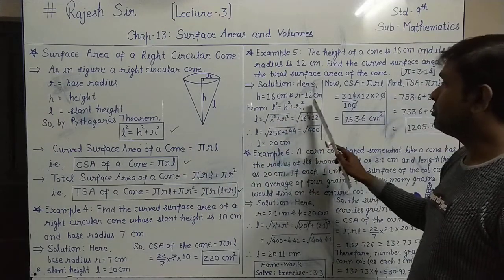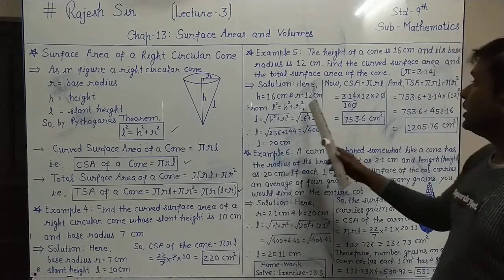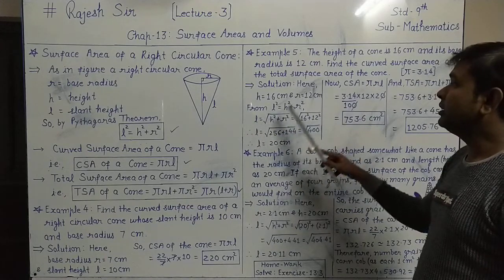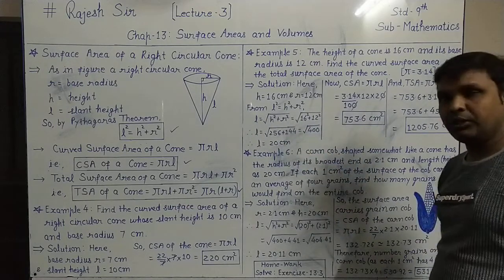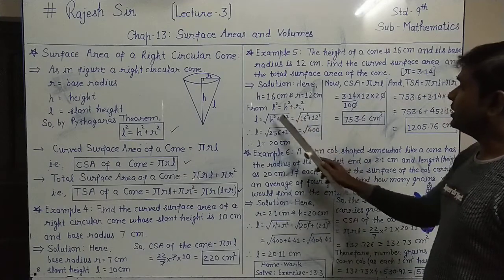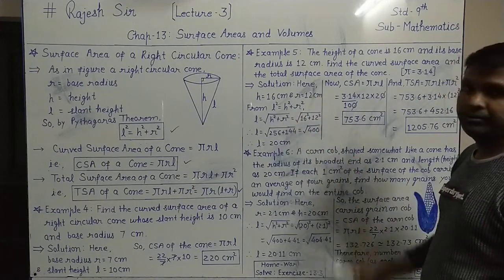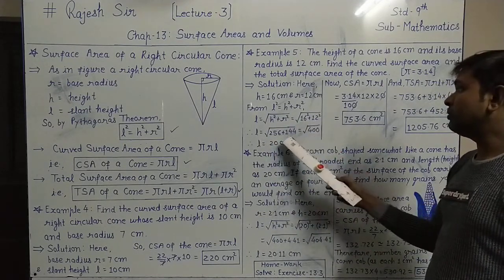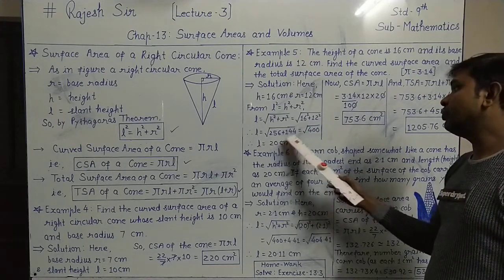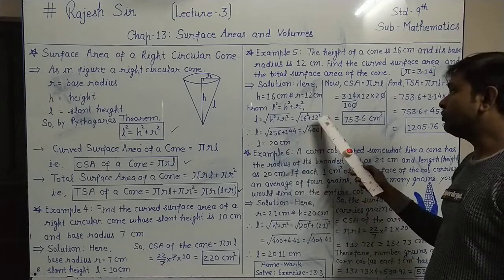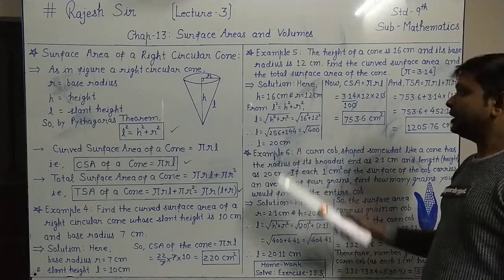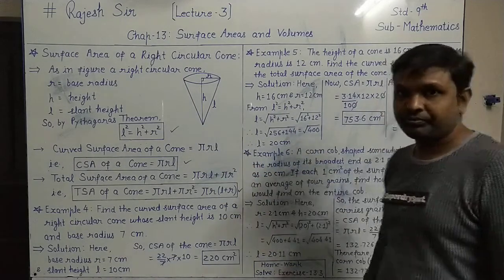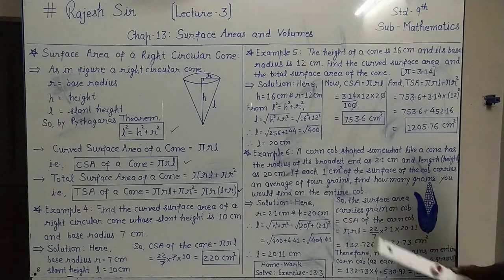From L square equals h square plus r square, this formula we have. We take the root on both sides, so L square becomes L, and L equals the whole root of h square plus r square. Placing the values, L equals root of 16 square plus 12 square, which is root of 256 plus 144. The sum of these two is 400, so L equals root of 400, which is 20. So L equals 20 centimeter; we get the slant height by this relation. Now, one by one we will find what is asked in the question.